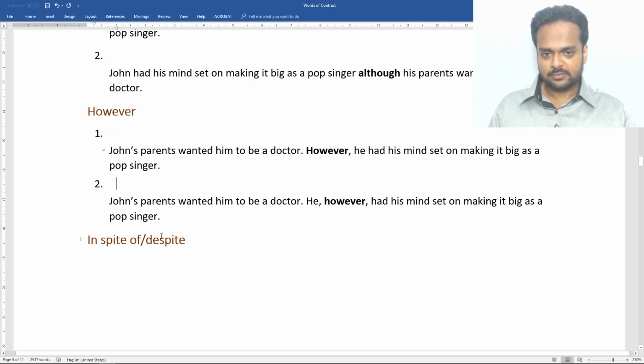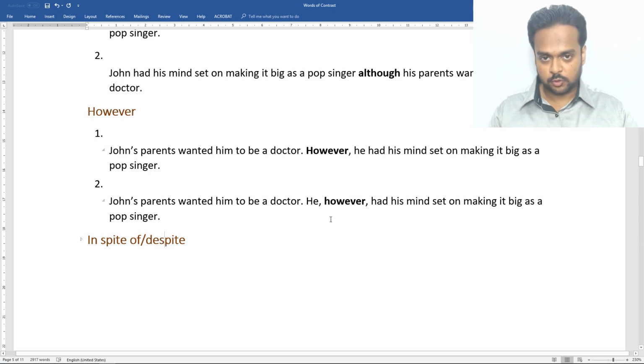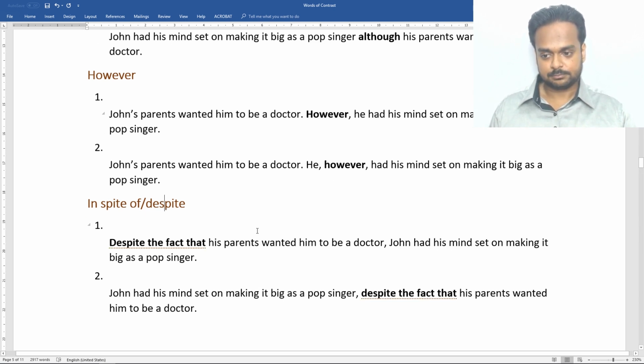Now with in spite of and despite, we have a problem here because we don't have a noun phrase or an ing verb phrase in the original sentence. So you have to write it like this. Despite the fact that his parents wanted him to be a doctor, John had his mindset on making it big as a pop singer.